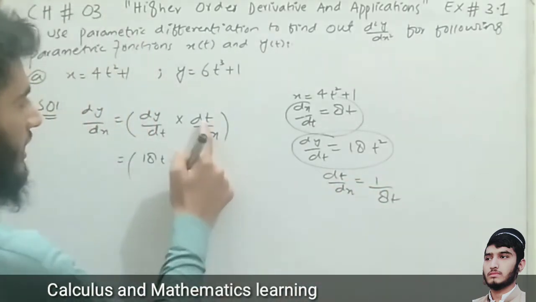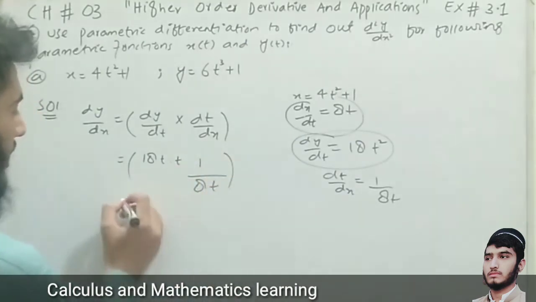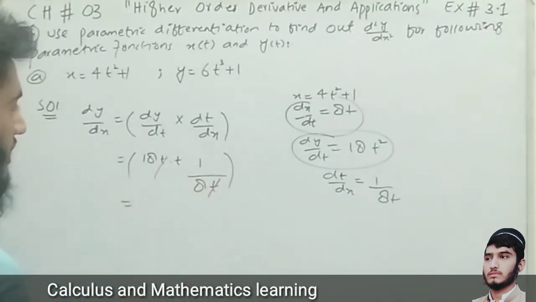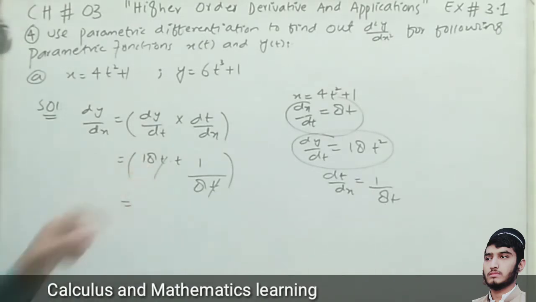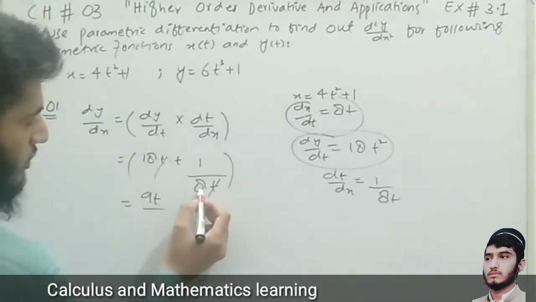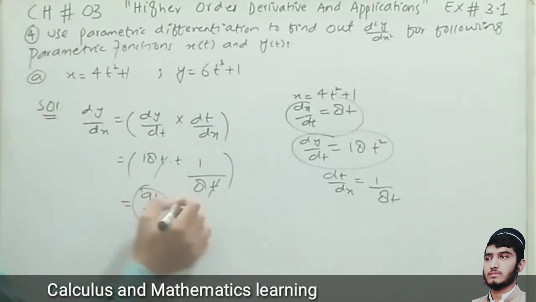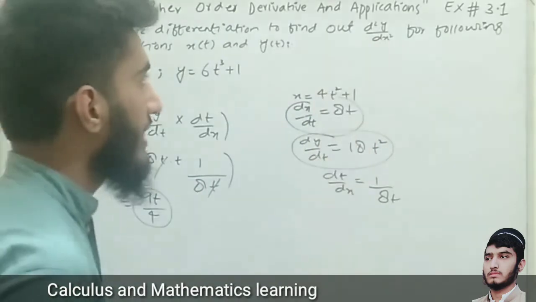So put over here dt by dx, which is 1 over 8t. In simplification, t is cancelled out with t. Divide 18 by 2, so it becomes 9. Divide 8 by 2, so it will give us a value 4. This is actually the first time derivative. Now they ask us to find d square y by dx square.